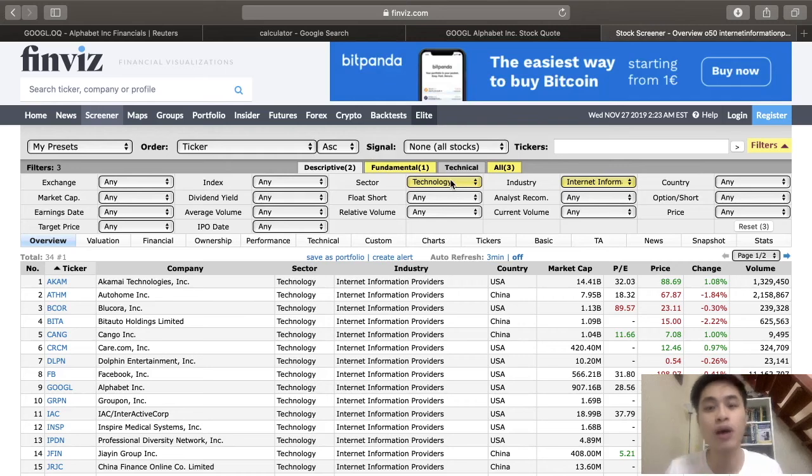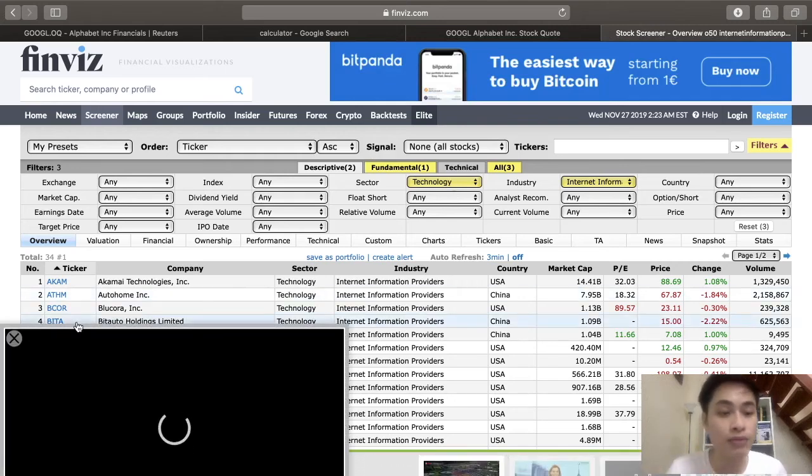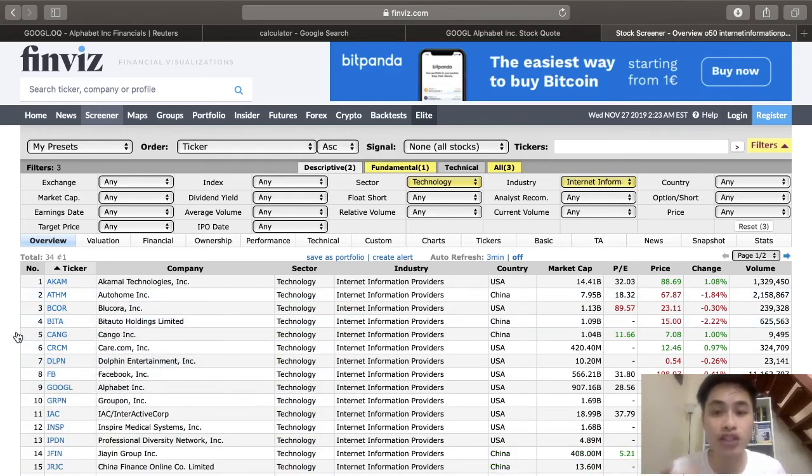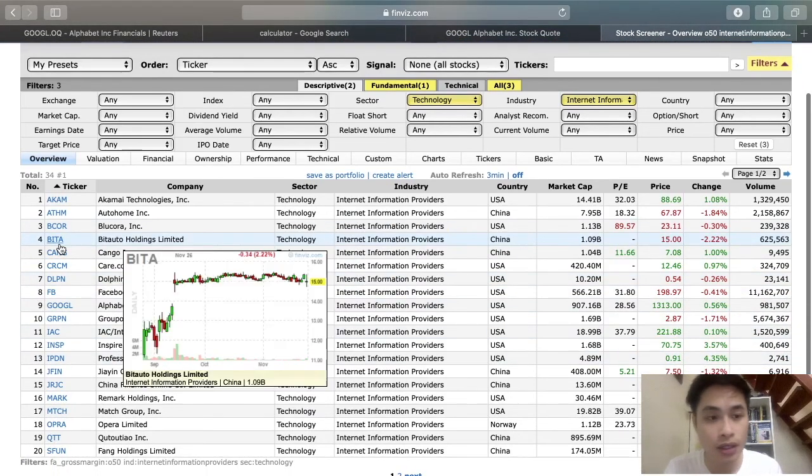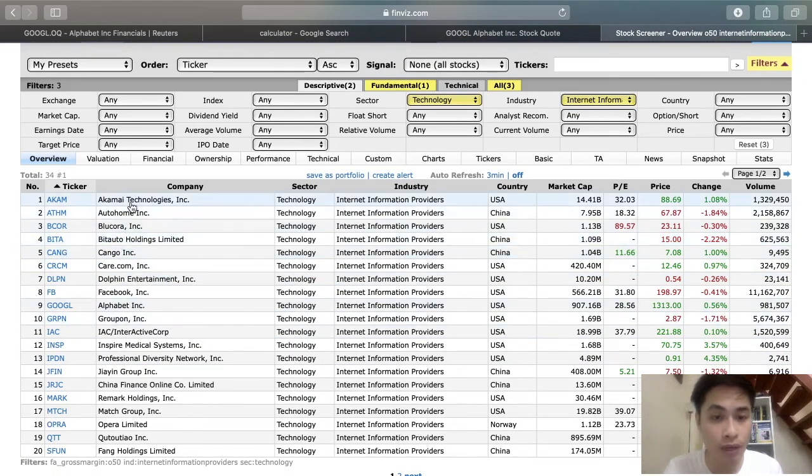What this does is that the Finviz website will help you screen and filter out the stocks that meet this criteria. So what are the three criteria? It must be in the technology sector. The second one, it must be in the internet information provider industry. And the third one is the gross profit margin of the company must be greater than 50%. So let's take a look at some of the examples. We have a few companies here which are in the same sector and industry as Google.